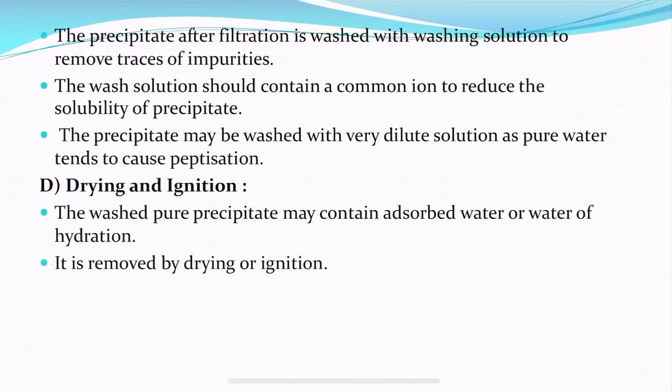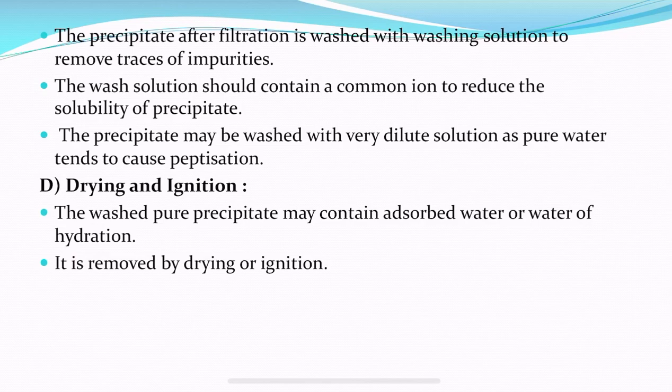So this is the next step we are going to do in the precipitation method. The first is we precipitate, the second is we filter, the third step is we purify, and the next step is drying and ignition. As I told, once filtering and purification are done, we will move on to drying. The washed pure precipitate may contain absorbed water or water of hydration. That water has to be removed.